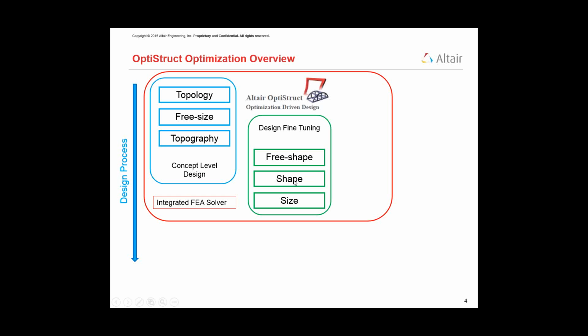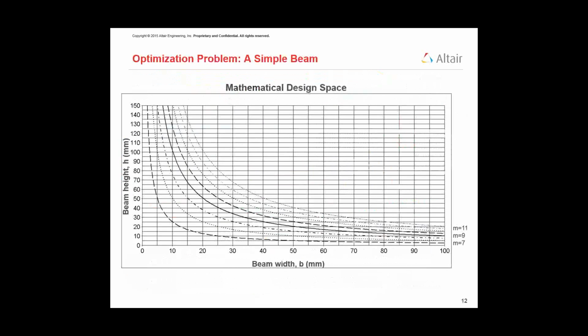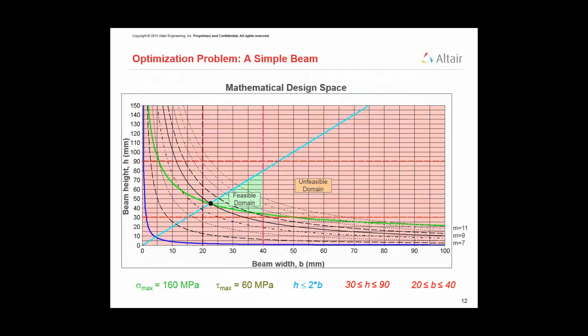Shape is based upon morphing. Size is based upon thickness. So we determine what we can change to achieve whatever our goal is. We determine what we can change to achieve that goal, and that essentially dictates which design process we're going to be using. Okay, so hopefully that answered the question.